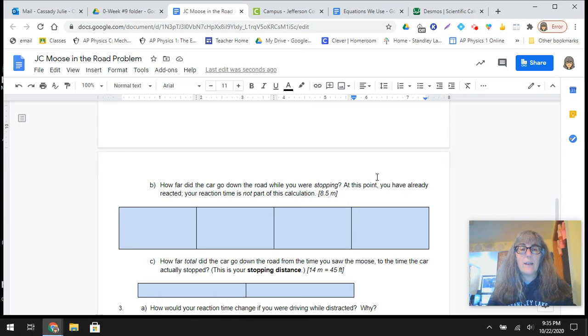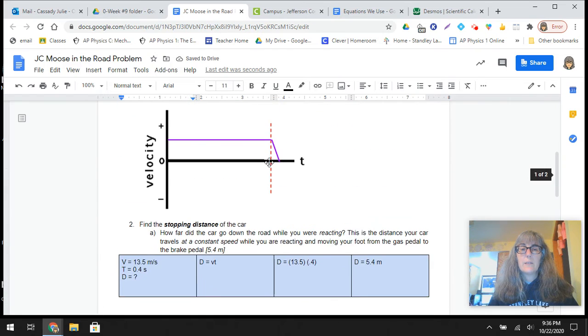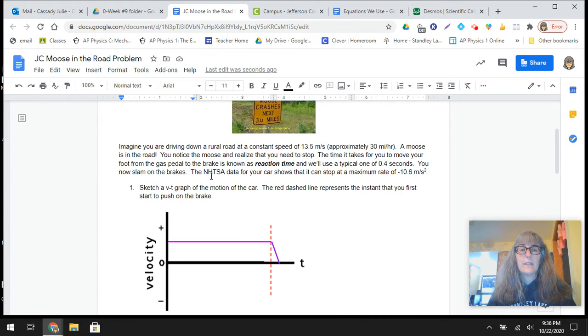So the next question, how far down the road do you go while you're stopping? So now we've reacted. So the reaction time is no longer part of this problem because you've already reacted. So we know that our V initial is going to be equal to 13.5 meters per second. We know that our V final is going to be equal to 0 because we're going to come to a stop. The other thing we know is this piece of information up here, that the National Highway Transportation Safety people say that your car can stop at a maximum rate of negative 10.6 meters per second squared.